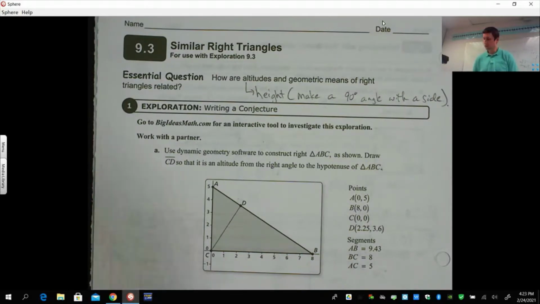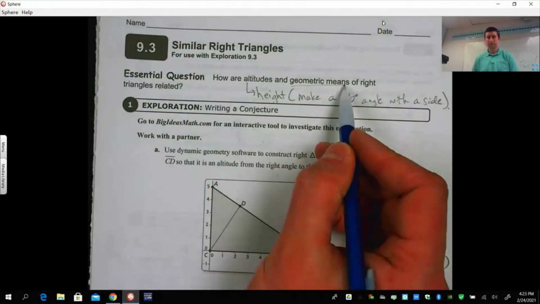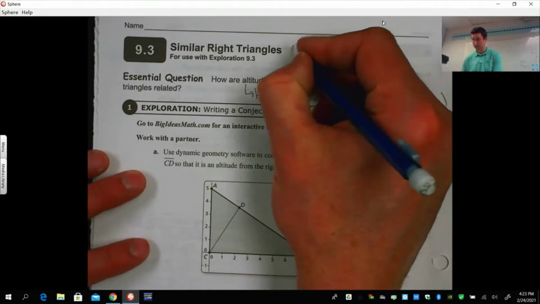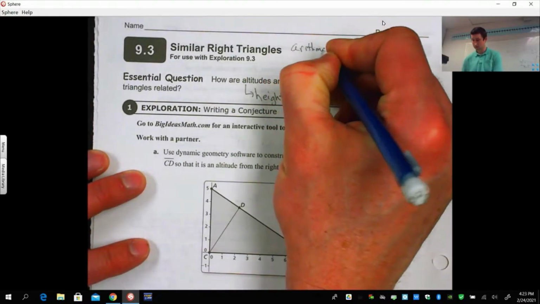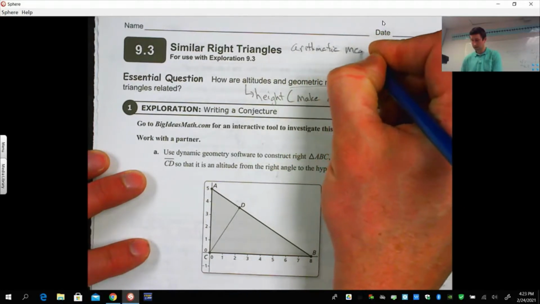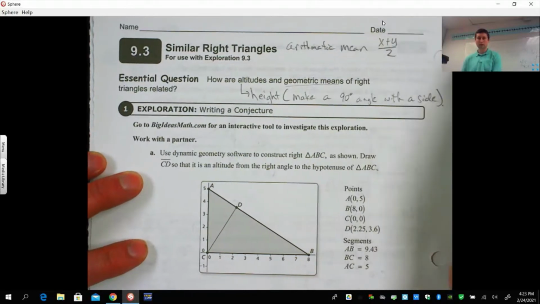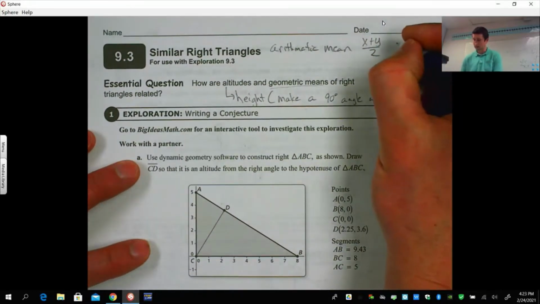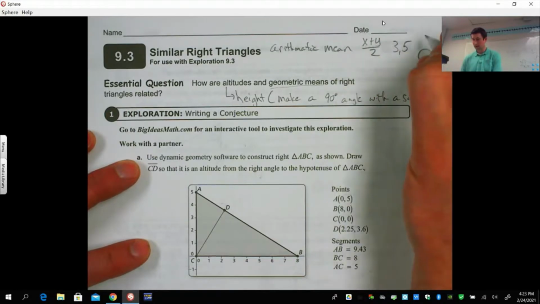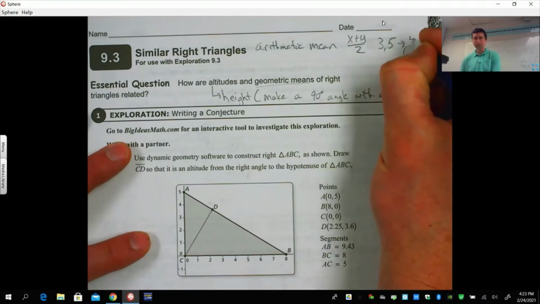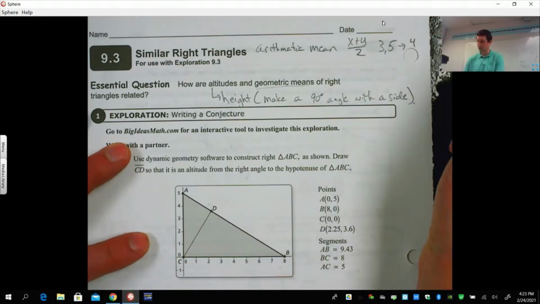So the term there, geometric mean, that is going to be a new one here. You are used to what is referred to as the arithmetic mean. The arithmetic mean is when you take x plus y and divide by 2. So if I want the arithmetic mean of 3 and 5, I would take 3 plus 5, divide by 2. 3 plus 5 is 8, divide by 2, the arithmetic mean is 4.